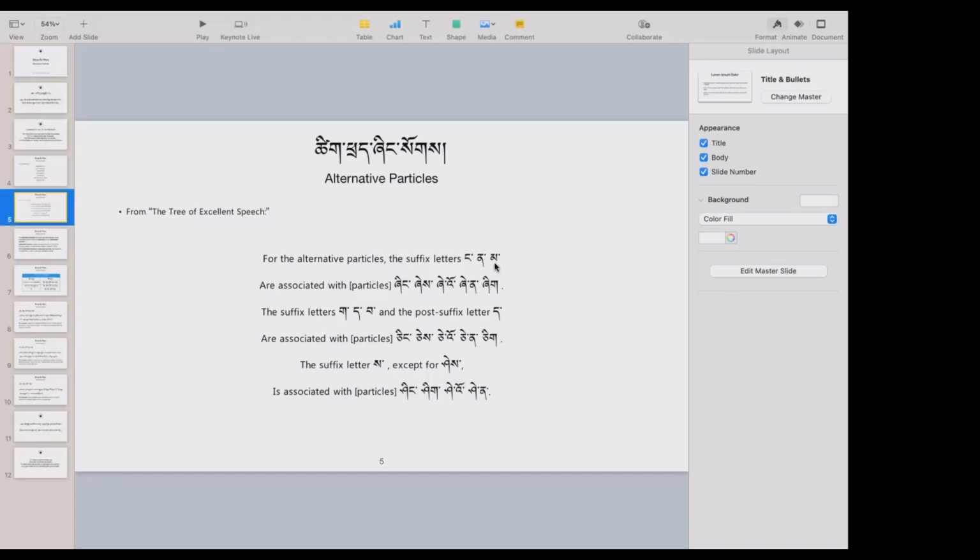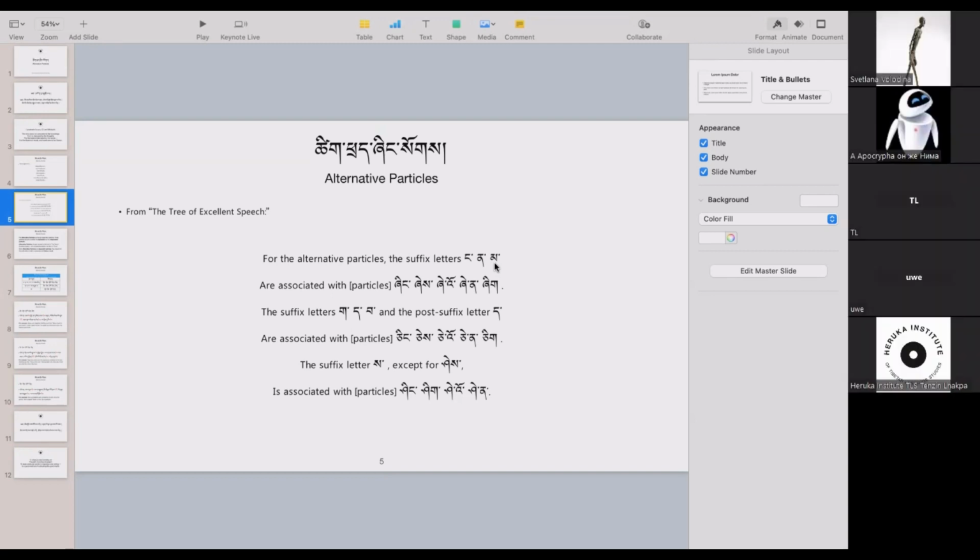Then any name or word with suffix letter ka, ta, pa, and the post-suffix letter ta. The post-suffix letter refers to the letter which follows the suffix letter. So the post-suffix letter ta, and the suffix letters ka, ta, pa. If any word or name has these 3 suffix letters and the post-suffix letter ta, then these are associated with particles jing, jie, jiu, jena, chik.